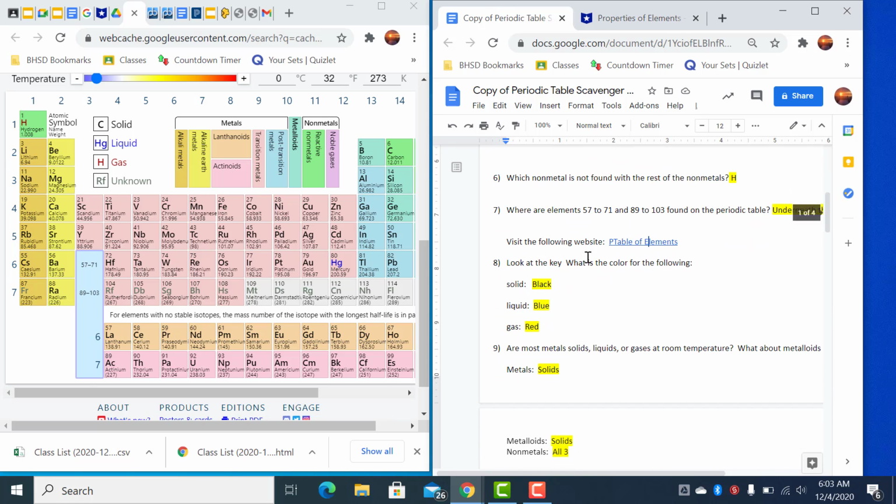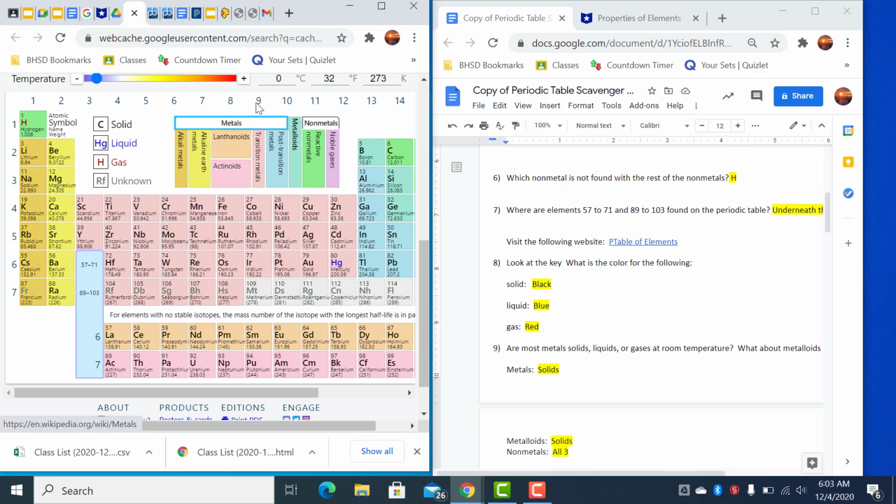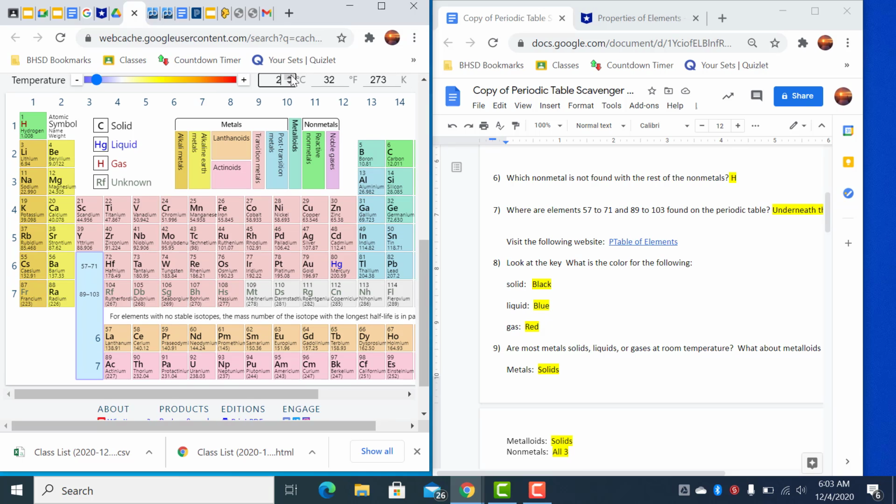Look at the key. What is the color for the following? Okay, so this gives you states of matter. So solid, liquid, and gas are up there. Black for solids, blue for liquids, and red for gas. Now, the other thing with this is, notice they have the temperature up here. So this temperature is set at 0 degrees Celsius. That's 32 degrees Fahrenheit. So if we actually move this to room temperature, I don't think you're going to see much difference.